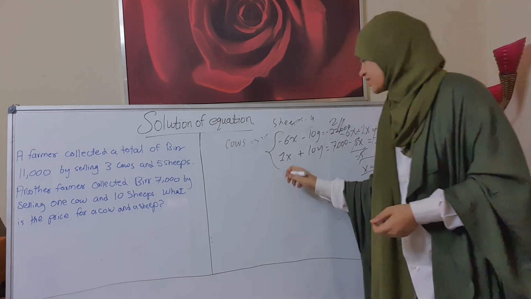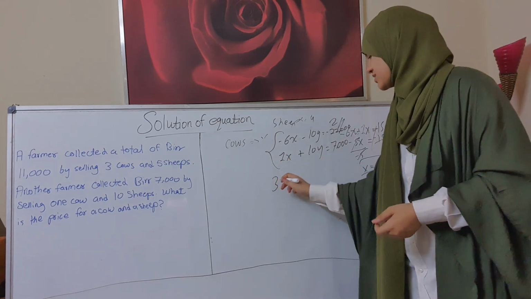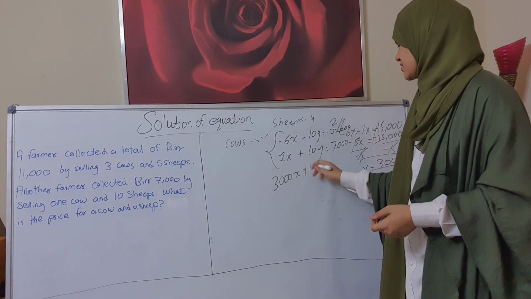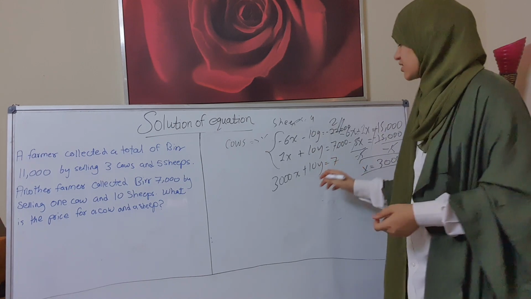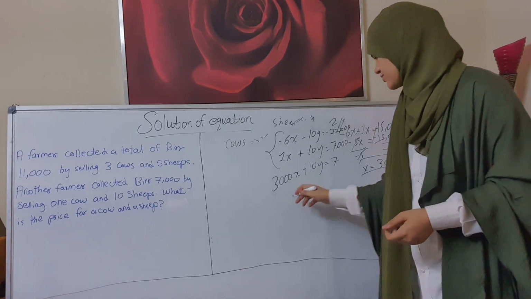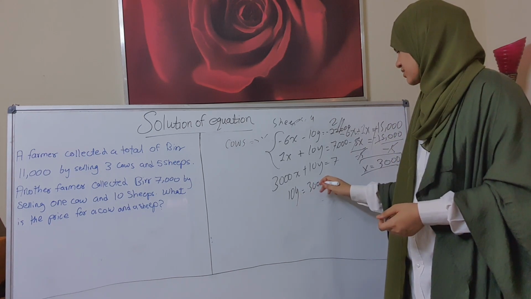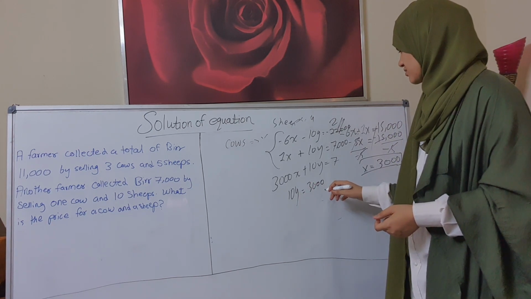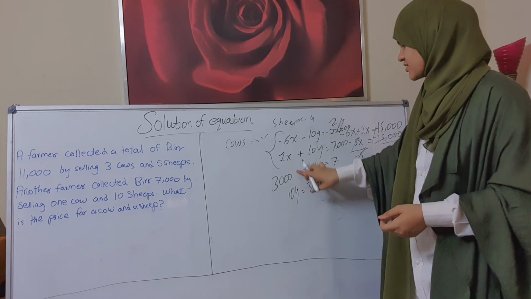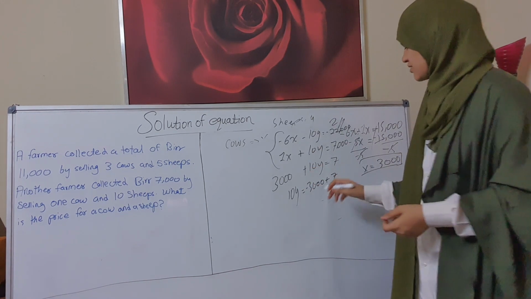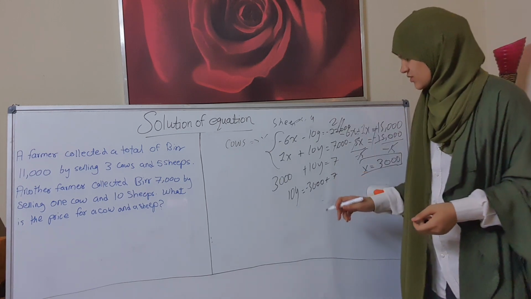Now we want to find the value of y, and we already have x, which is 3,000. So we will make here 1 times 3,000, it will be 3,000 plus 10y is equal to 7,000. We will shift it, it will be what? 10y is equal to 7,000 minus 3,000. No, we will not have x here.